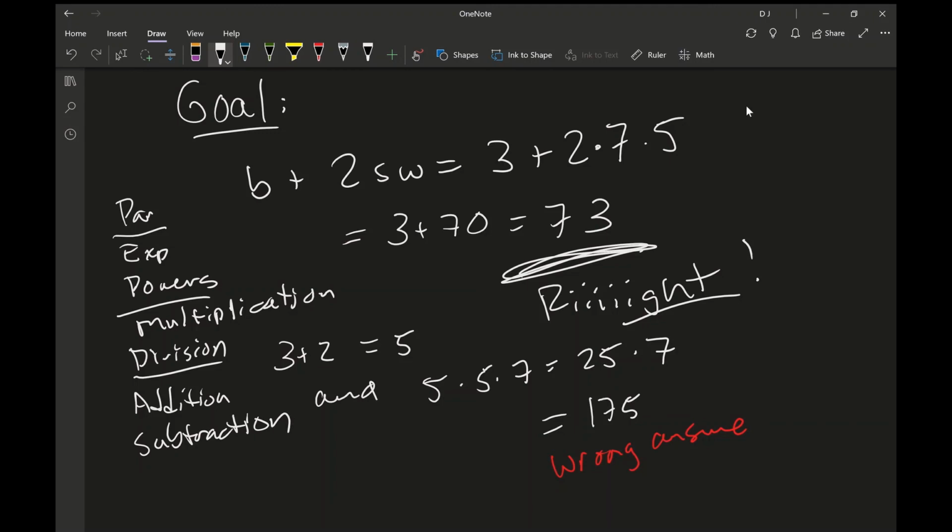So you would do parentheses first, then exponents and powers, you do those equally. Multiplication and division, you do those equally. Not one is not better than the other. And then addition, subtraction. That's the order of operations. Answer. Wrong answer. Alrighty.